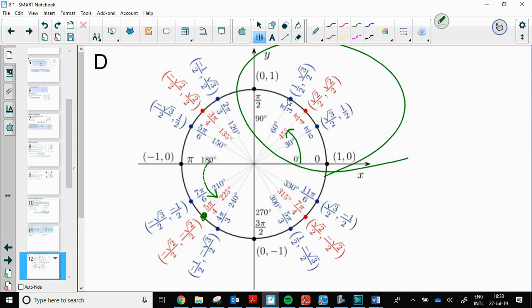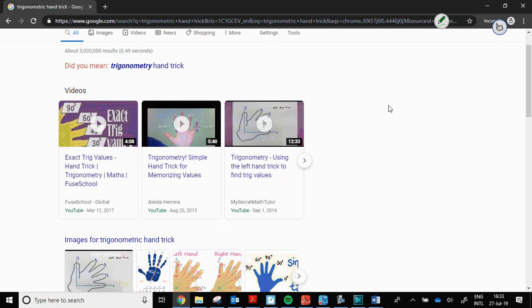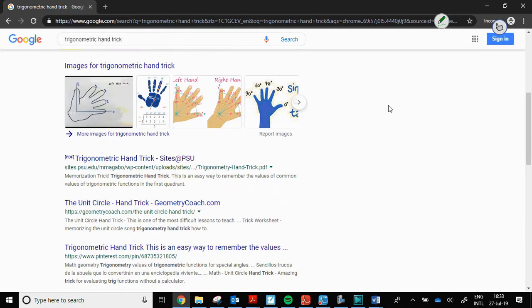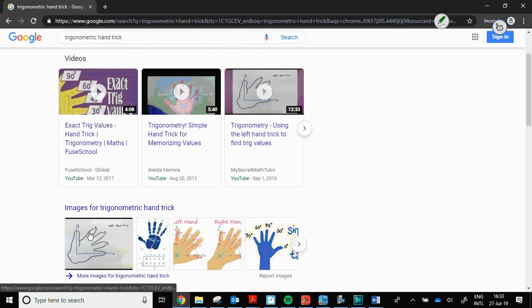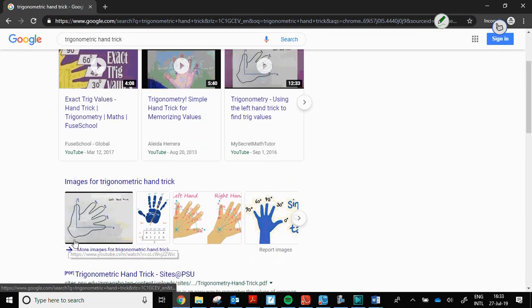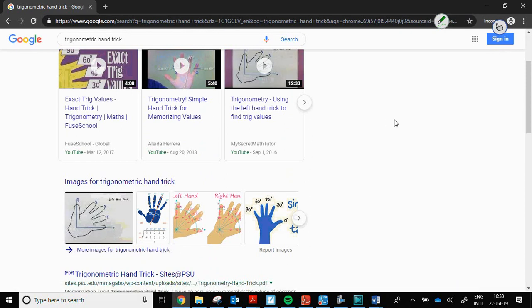As another option for you, I won't go into it here, but you can certainly Google trigonometric hand trick, and there'll be a ton of websites and videos that will explain it to you. You imagine, kind of like this picture's got going on here, your thumb is a y-axis, your pinky is an x-axis, and then you can work out what the other trig ratios are from there. But again, you can look that up on your own if that's the way you want to go.